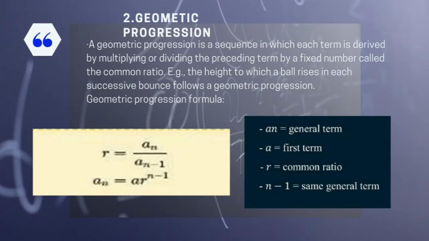Second, geometric progression. A geometric progression is a sequence in which each term is derived by multiplying or dividing the preceding term by a fixed number called the common ratio. For example, the height to which a ball rises in each successive bounce follows a geometric progression. We can see the geometric progression formula in the slide.